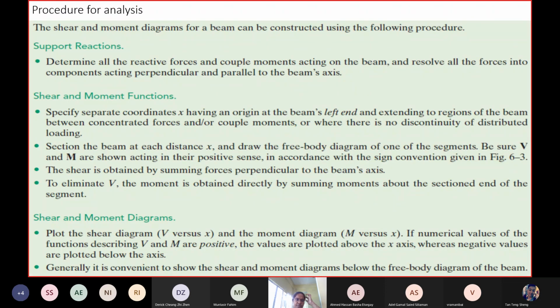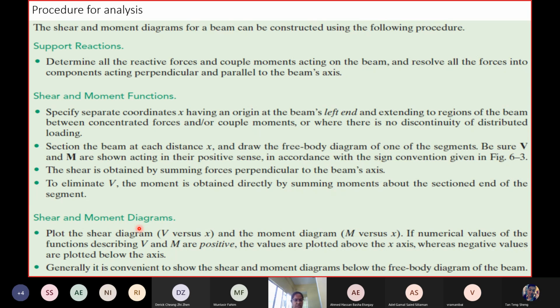Procedure for analysis. Let's move on to the procedure for analysis. Again, you should calculate for the given condition. How do you find the pure bending? Start by doing the free body diagram, then calculate the support reactions, calculate the forces, the loading coming in. Once you know the reactions and the loads, you can calculate the moments, and then plot the diagram graphically.